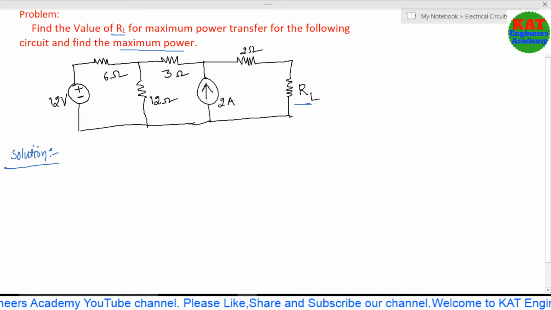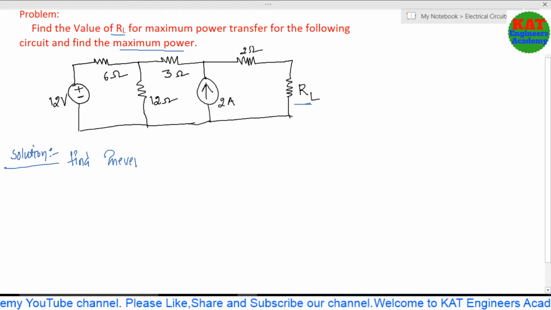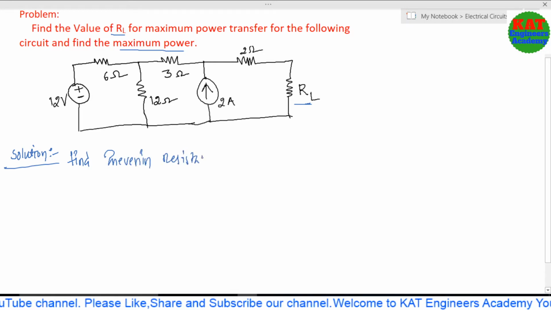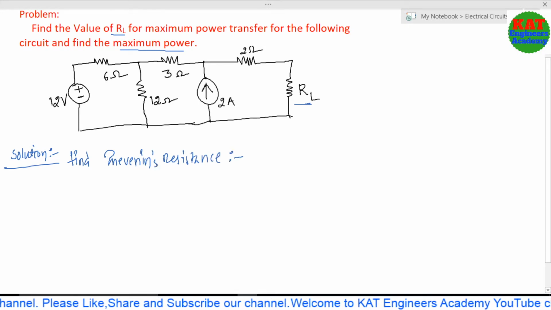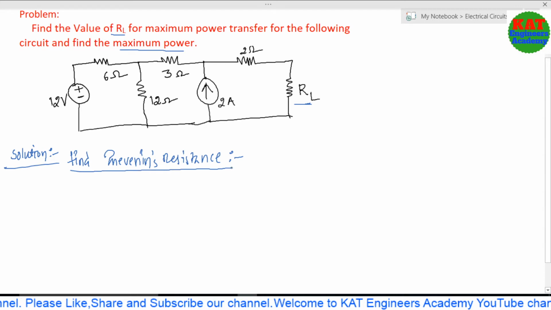So first find the Thevenin's resistance. So what is the rule in order to calculate the Thevenin's resistance? Just listen. Wherever they are asking the problem, for example, this is A and B, which is the load resistance. Now how to calculate the Thevenin's resistance?